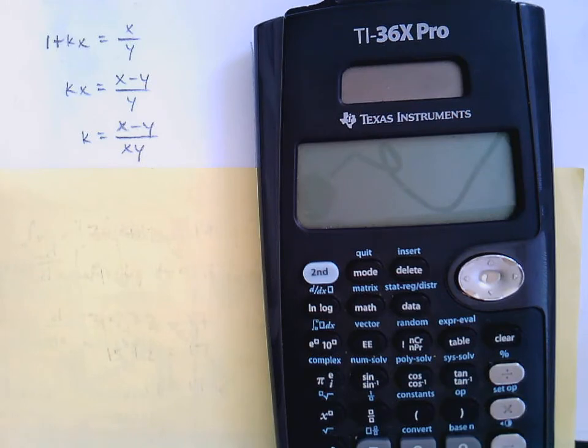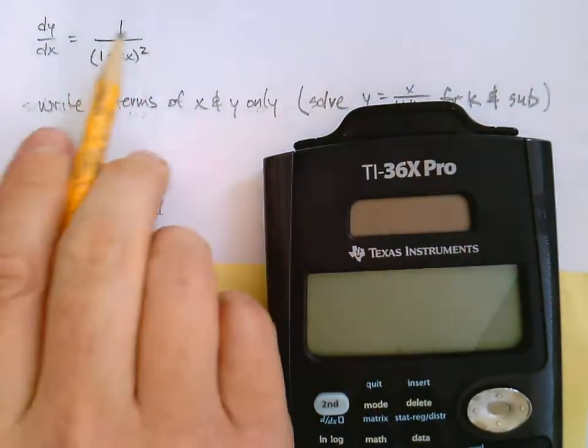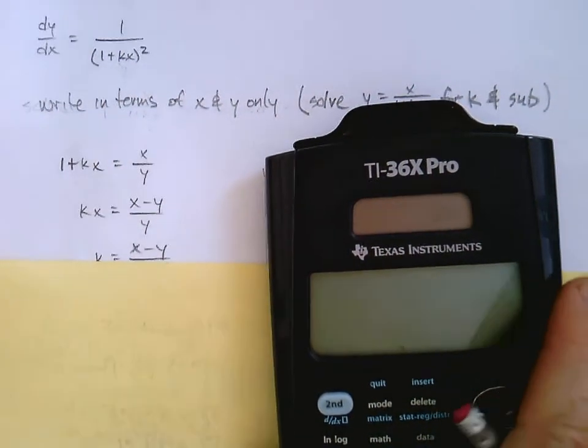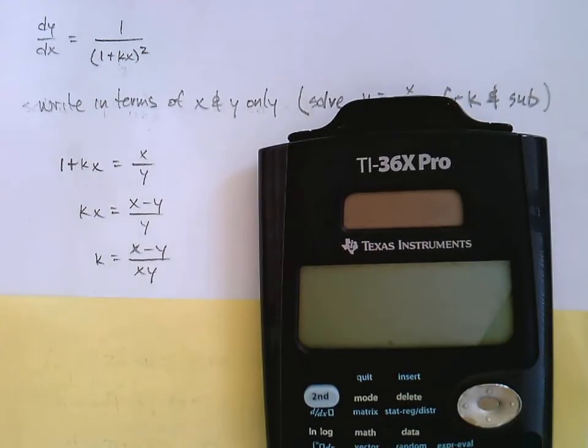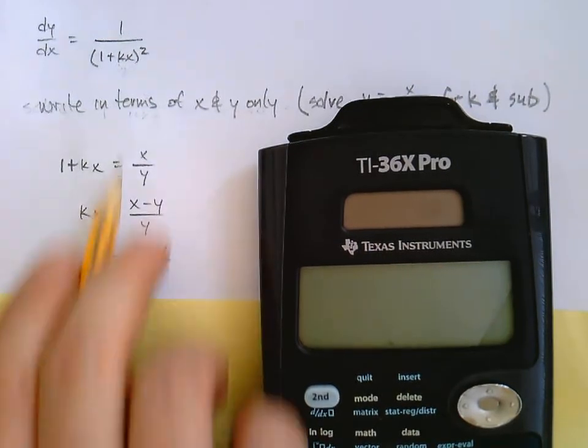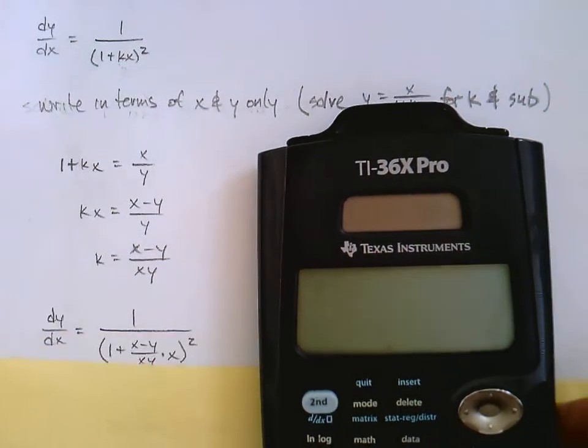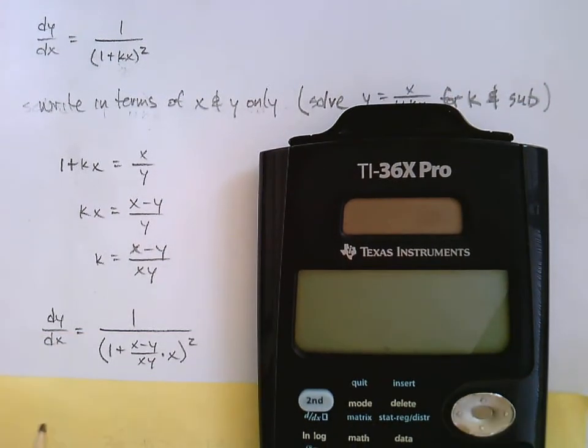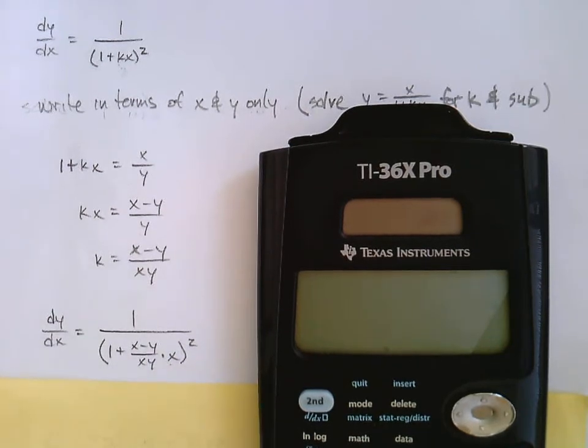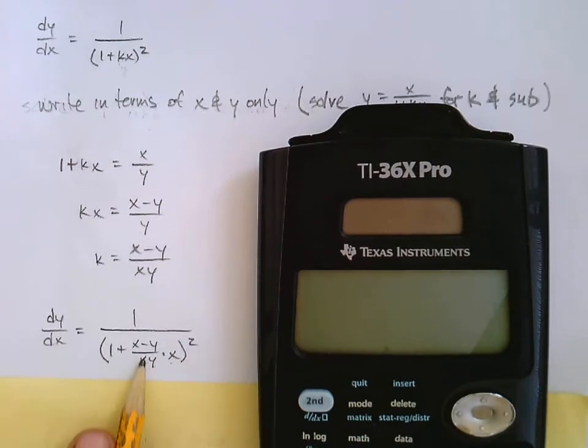So we're going to take this and we're going to plug it into the k right there. Wow, I'm just getting all mixed up. We're going to take what k equals and plug it in for k. Should give us this. dy over dx equals 1 over quantity 1 plus x minus y over xy times x, quantity squared. There we go. That is what k equals in terms of x and y.